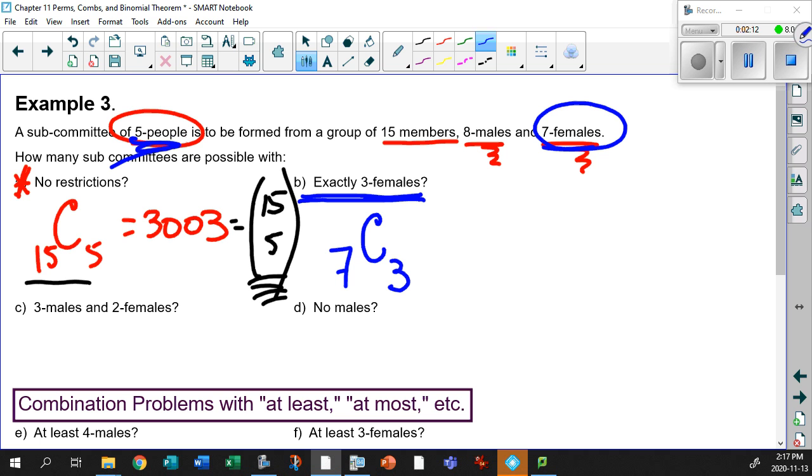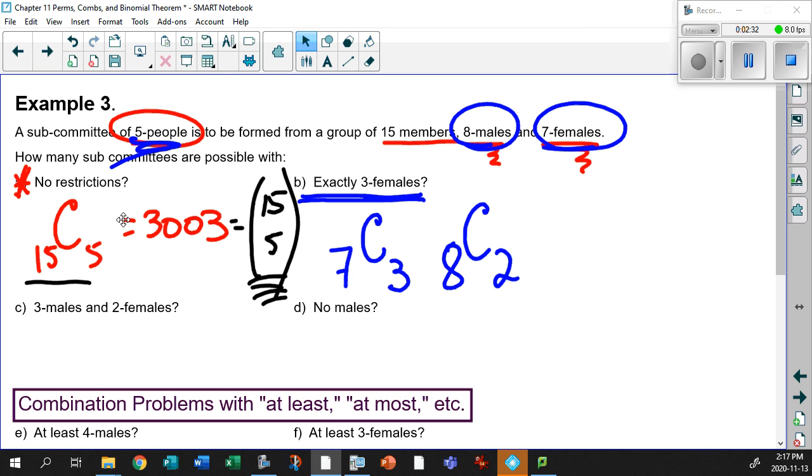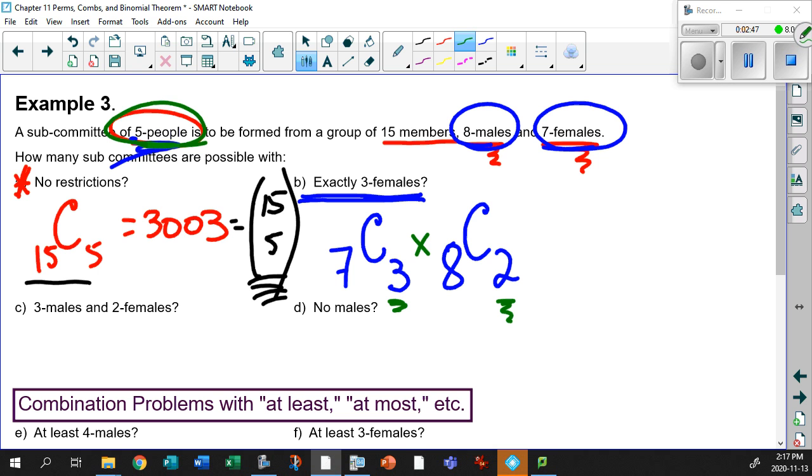So think about this. Your next group then, what do you have left? Well, you've got to have them as being males. That's just the way it is. You've got 3 females, you'll have exactly 2 males. That's how it works. So how many males do we have to choose from? 8 of them, and you're going to choose 2. Now, I've got a question for you. Is this an and statement or an or statement? Well, think about it. You need 3 females and 2 males to make this a 5-person subcommittee. So and means, of course, multiply.